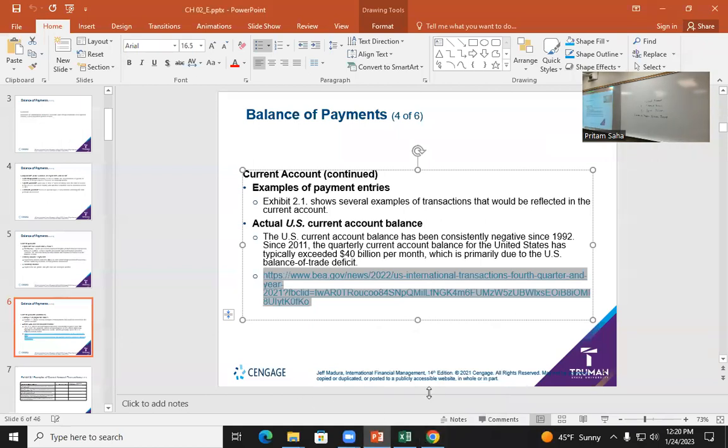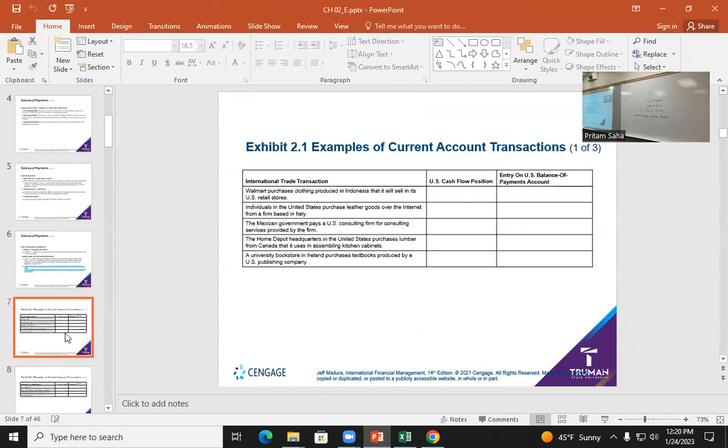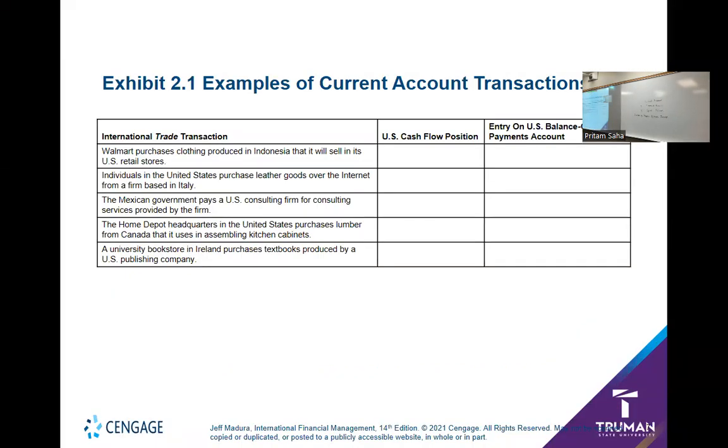Now going back, we'll talk a lot about the real data shortly, but going back, let's try to classify these transactions, okay? So these are some examples of only trade. These are not primary income or secondary income, okay?